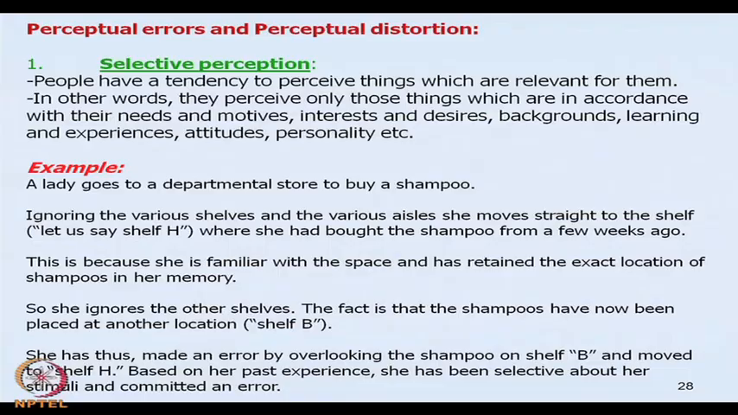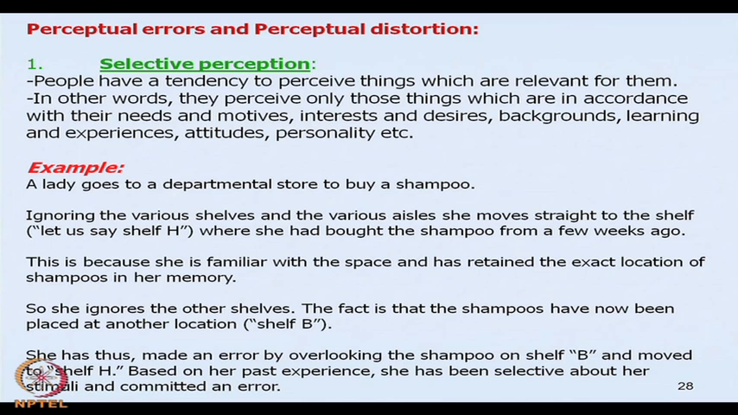So let's take an example. People have a tendency to perceive things which are relevant, and they would put aside things which they consider irrelevant. A lady goes to a departmental store to buy shampoo, ignoring the various other shelves, she goes to aisle H, where she had bought a shampoo a few weeks ago. This is because she feels that she is familiar with the space, and she has retained the exact location of the shampoos in her memory.